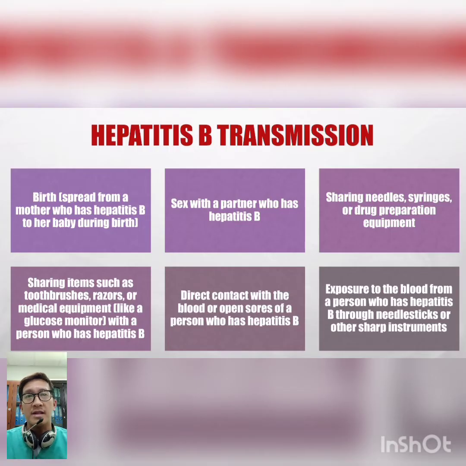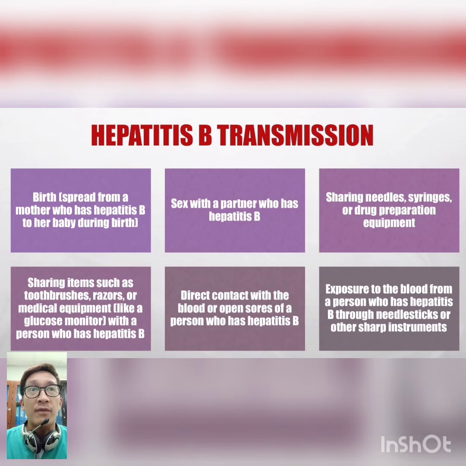How is the hepatitis B virus transmitted from one person to another, or how does it spread? Hepatitis B is spread when blood, semen, or other body fluid infected with the hepatitis B virus enters the body of someone who is not infected or has not been vaccinated.